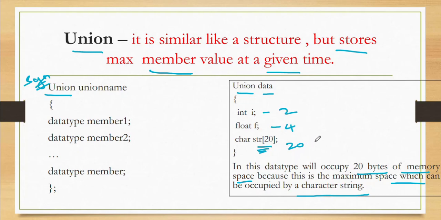So which is the maximum space? The character str is the maximum space, so this will give the correct answer. The others will not be taken into consideration. So this is a union. A union is similar to a structure, but it stores the maximum member value at a given time.